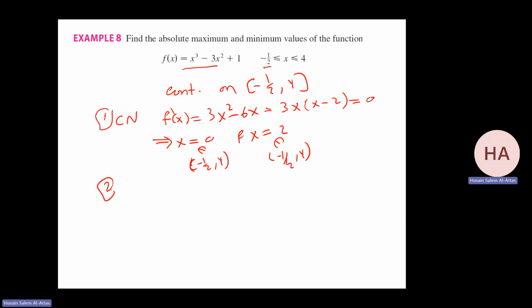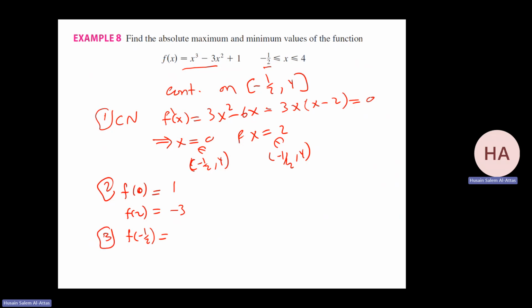So next step, I'll find f of 0 and f of 2. What is f at 0? It is 1. F of 2: x cubed will be 8, minus 12, so minus 3. Now check the endpoints. This is the third step.